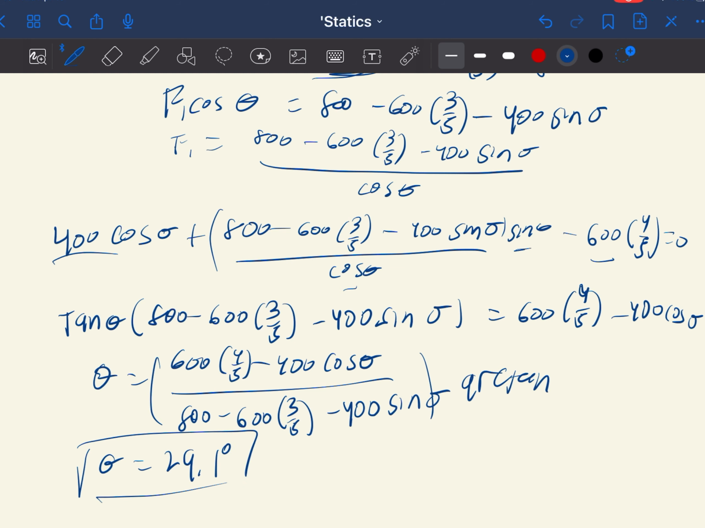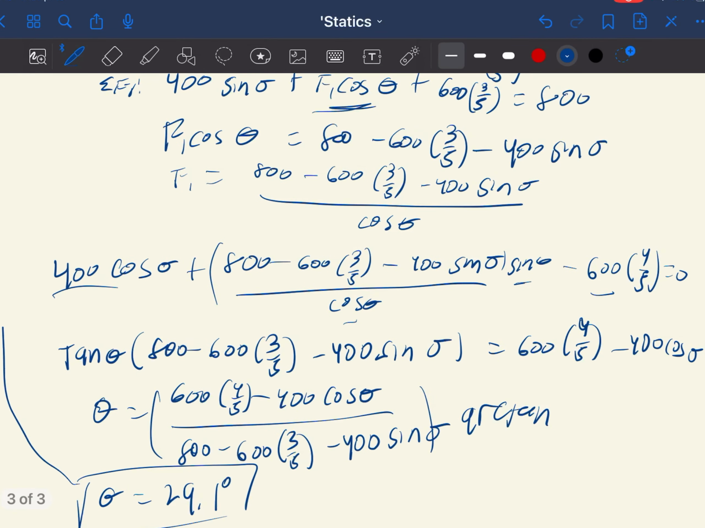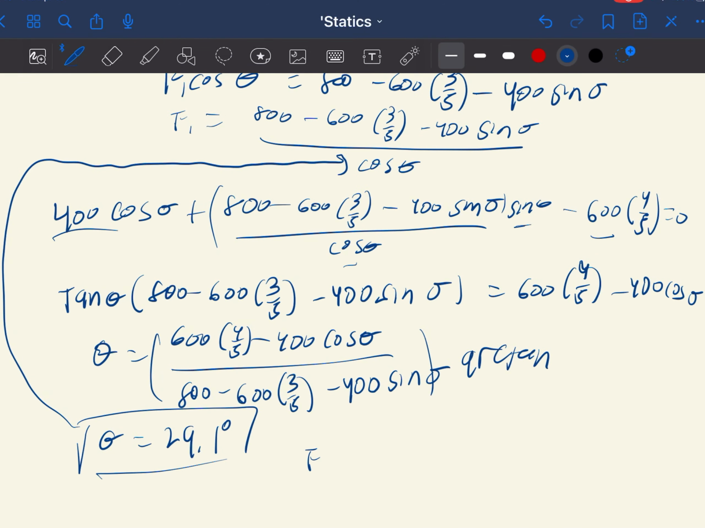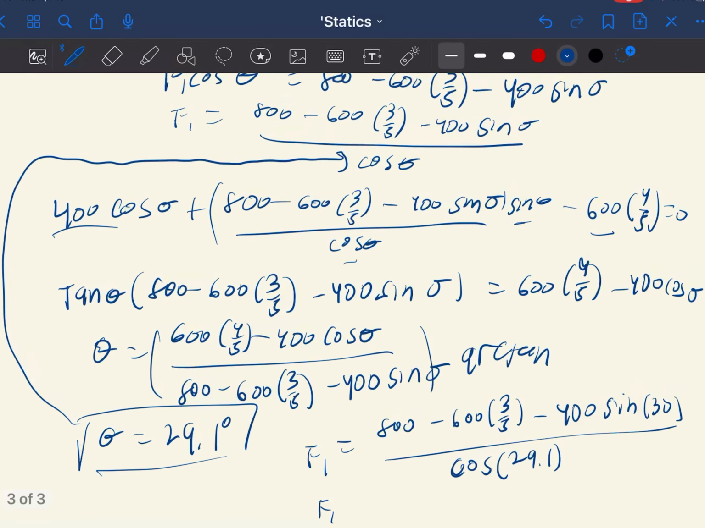And now we want to solve for this F1 force. So how do we do that? Well, really we can just plug this value all the way back into here, and that should give us the F1 force. So F1 is going to be equal to 800 minus 600 times 3/5 minus 400 times sine of 30, all divided by cosine of 29.1. And so let's go and plug that in, and I'll get the answer for you.